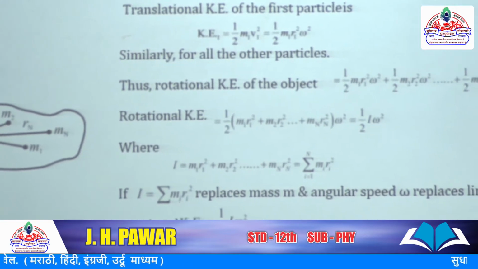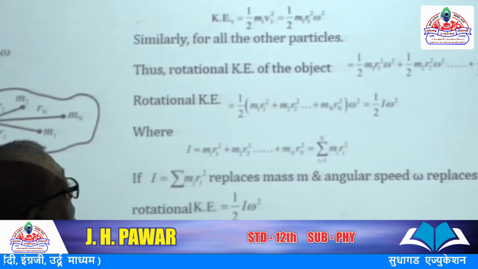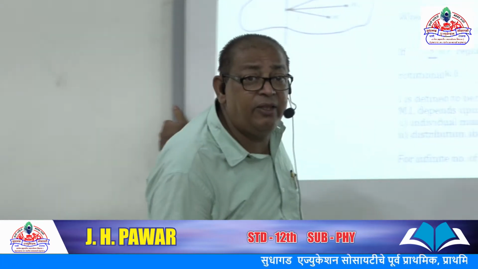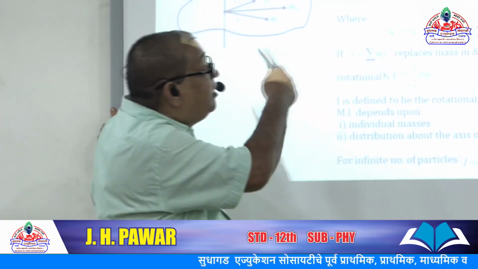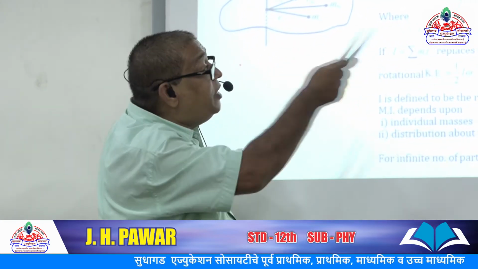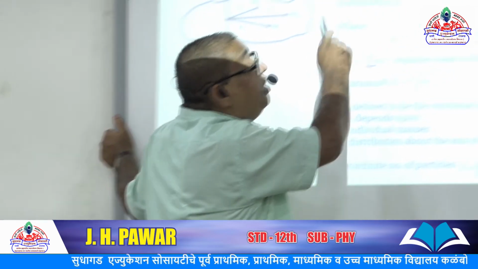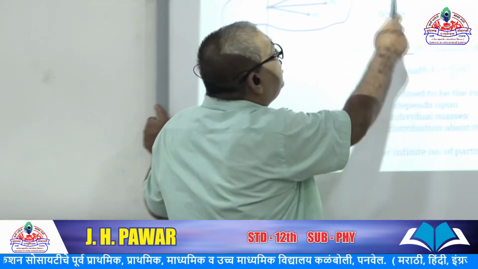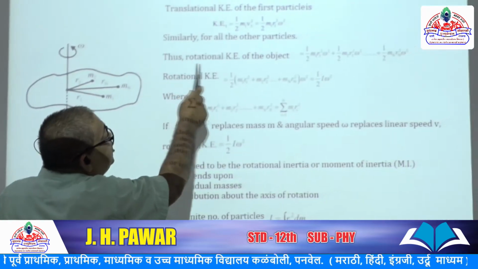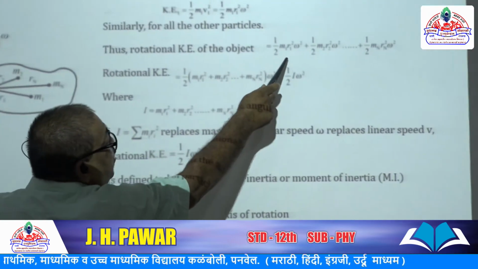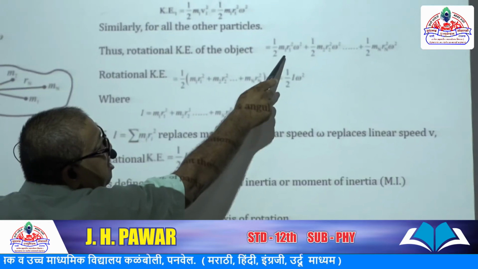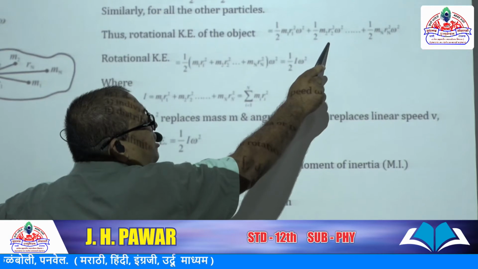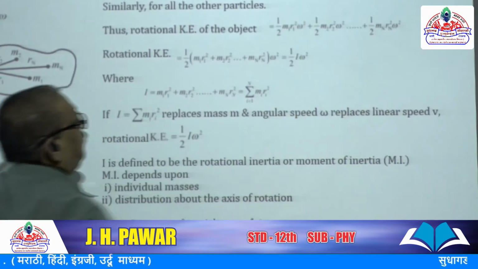Thus, the rotational kinetic energy of the object: how can we take it? We take the algebraic sum of all the translational kinetic energies of the individual particles. Now look here, the rotational kinetic energy of the object is equal to the translational kinetic energy of the first particle plus the translational kinetic energy of the second particle, and so on.